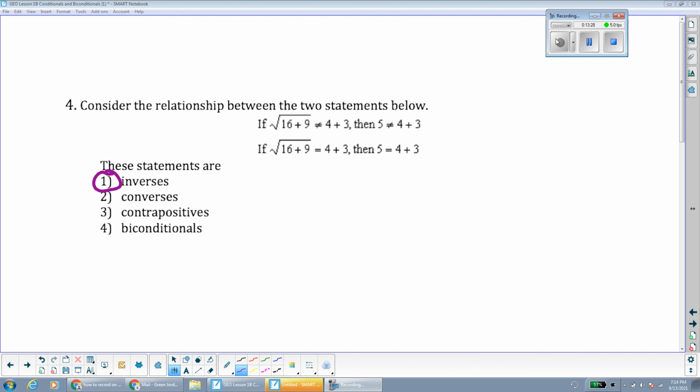In the first conditional, the 16 plus 9 part is first, as it is in the second one, and the 5 equals 4 part is in the conclusion, just as it is in the second one. So the order didn't change. All that changed was that the premise was negated from the conditional to the second statement here. And this conclusion was also negated in the second statement here. Notice it says not equals in the first one, and then it changes to equals.